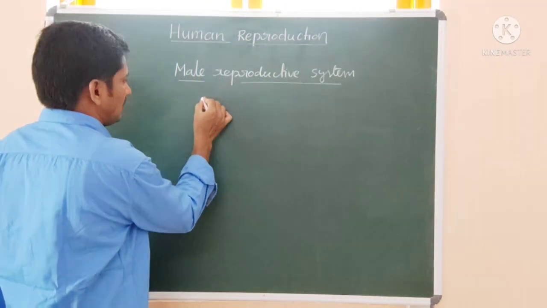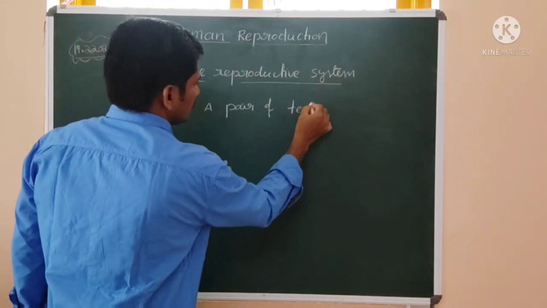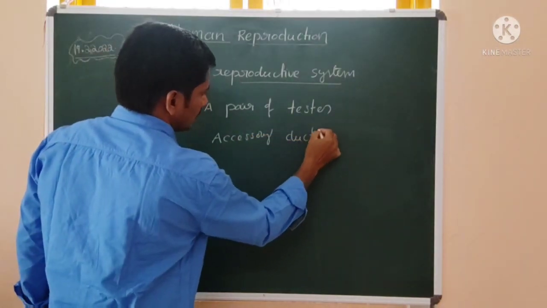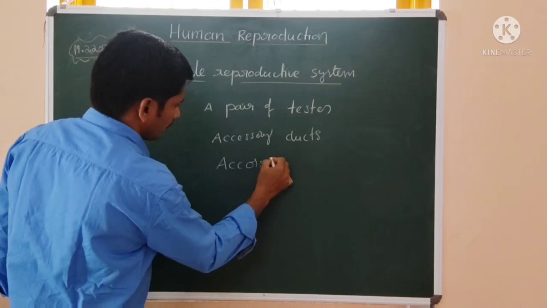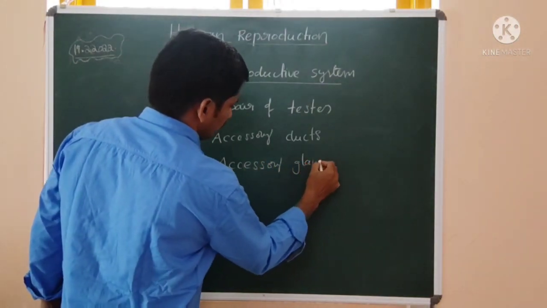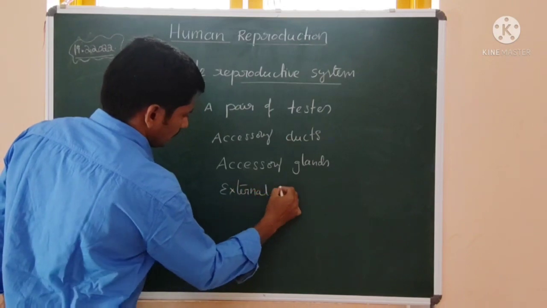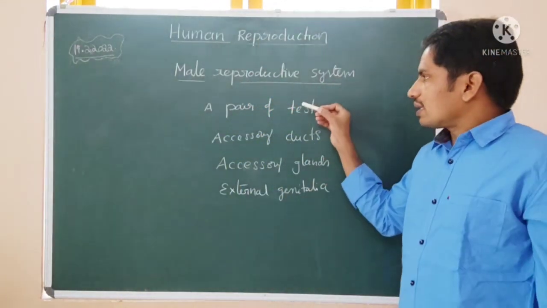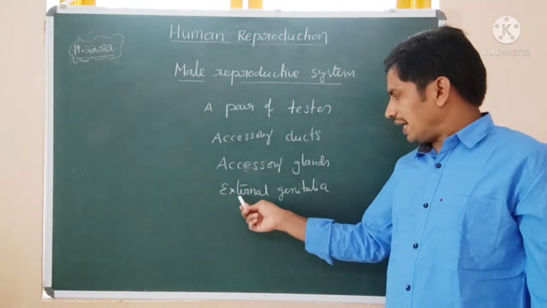See here, the human male reproductive system consists of a pair of testes, accessory ducts, accessory glands, and external genitalia. The male reproductive system consists of a pair of testes and accessory ducts and accessory glands and external genitalia.